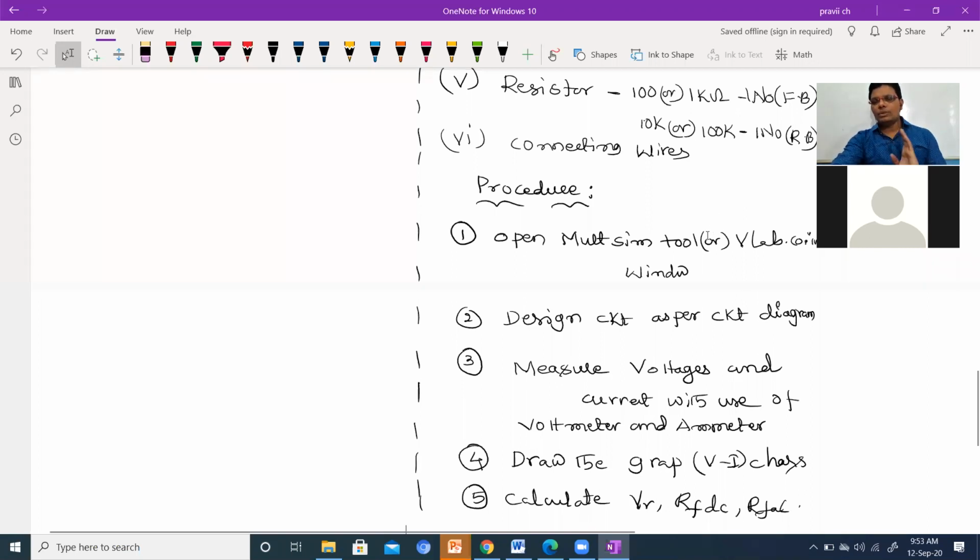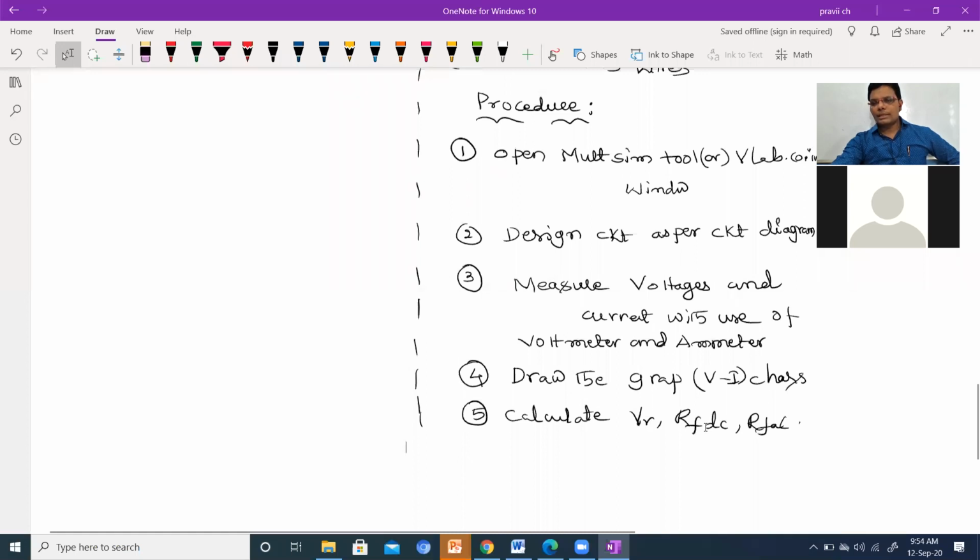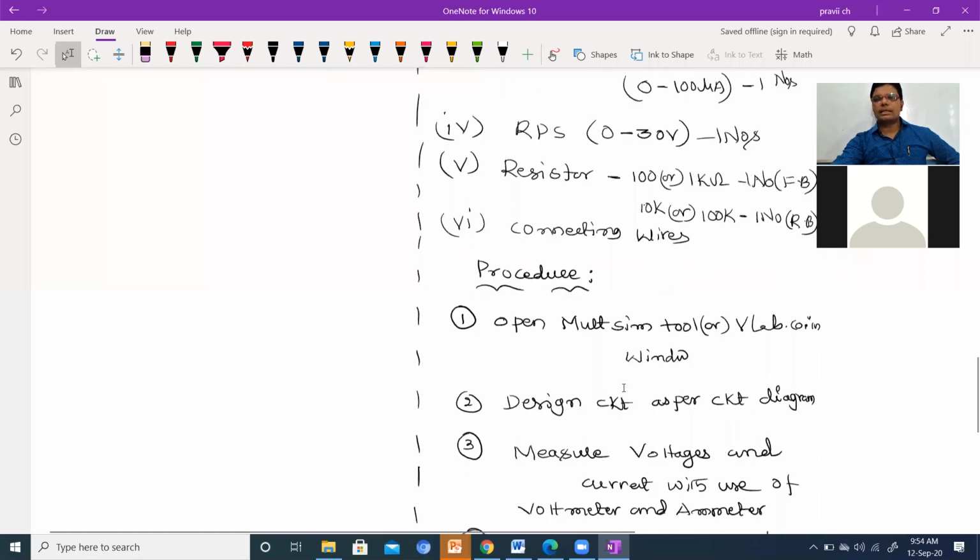We have to use either Multisim software or, in our college, they are providing Tina Pro software, or PSpice or LabVIEW software. Otherwise, IIT provides a virtual lab platform, that is VLab, virtuallab.co.in. With that also we can do the experiments. So first we design the circuit as per the circuit diagram. Thereafter measure voltages and currents with a voltmeter and ammeter. Thereafter we plot the graph of voltage and current. Those are called the VI characteristics. And finally we find the cut-in voltage, static resistance and dynamic resistance.